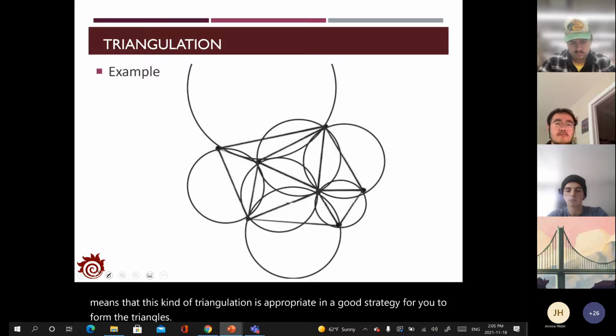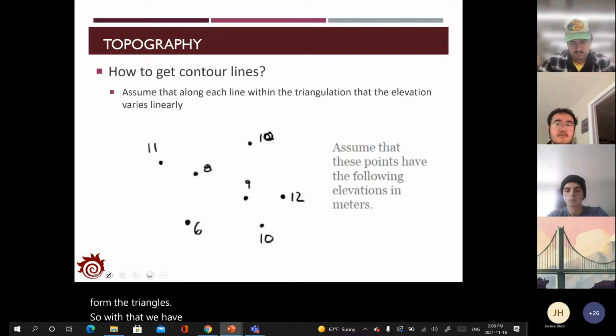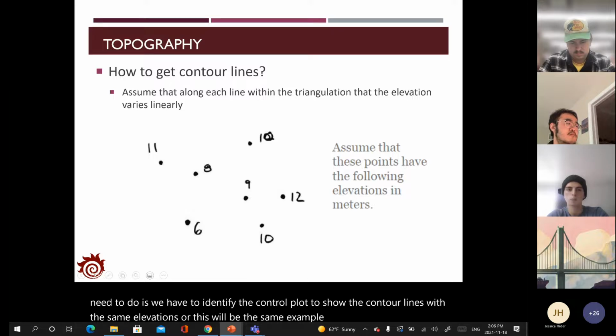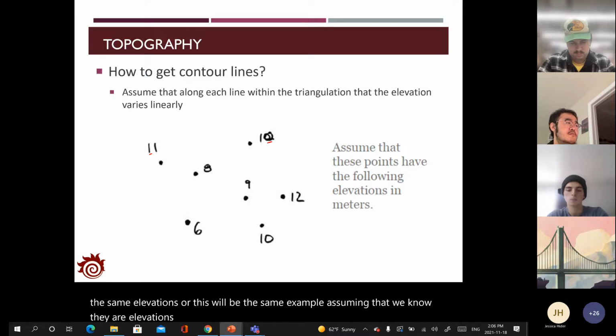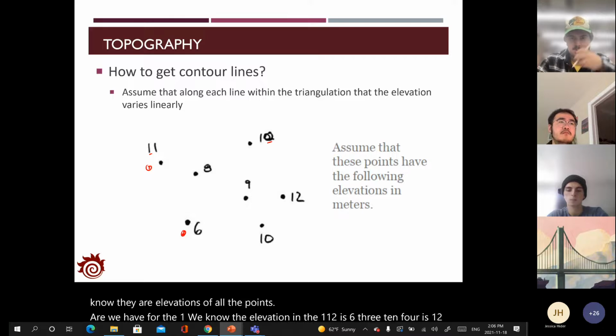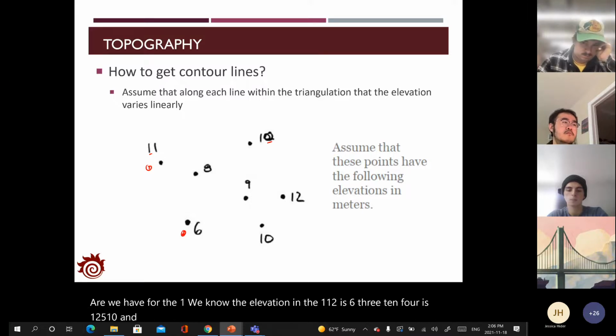So with that, we have finished the triangulation, and the next thing we need to do is identify the contour plot to show the contour lines with the same elevations. This will be the same example, assuming that we know the elevations of all the points. For the point 1, we know the elevation is 11, point 2 is 6, 3 is 10, 4 is 12, 5 is 10, 6 is 8, 7 is 9.